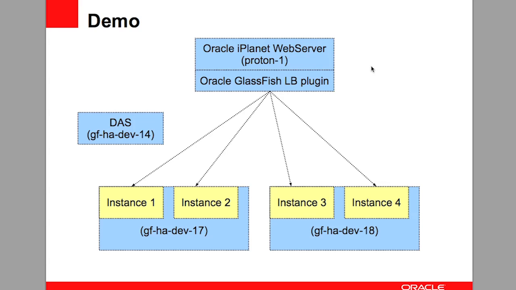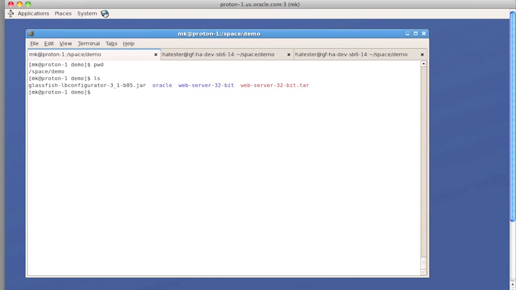I have a VNC session already running on this machine, Proton 1, where we are going to run the Oracle iPlanet web server and the Oracle GlassFish LB plugin. I'm now going to log on to this Proton 1 machine. I have already installed the web server in this machine, and the load balancer plugin configurator is also downloaded here. I'm going to run the installer now, which will configure the load balancer with GlassFish plugin.